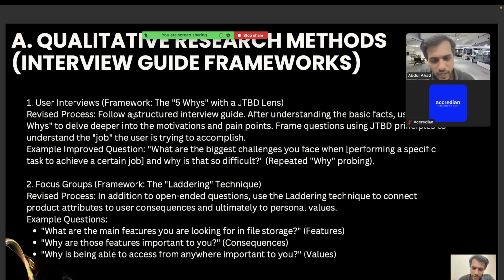Why is being able to access from anywhere important to you? So these questions can vary depending upon the problem that you are actually trying to solve. It's important to ensure that you have a limited number of questions, not too many, otherwise users may lose interest. It's also important to ensure that you are targeting the right audience. You're interviewing the right target audience, and you're getting the right audience in the focus groups as well.